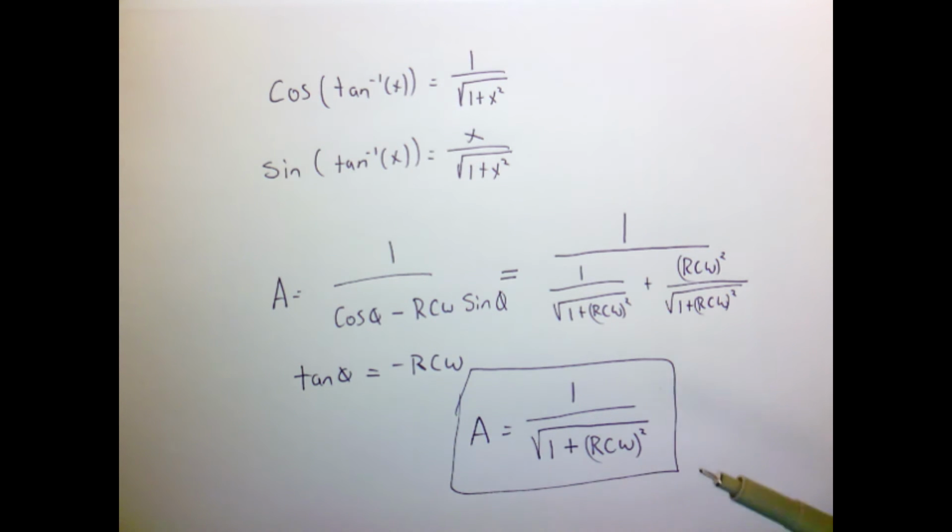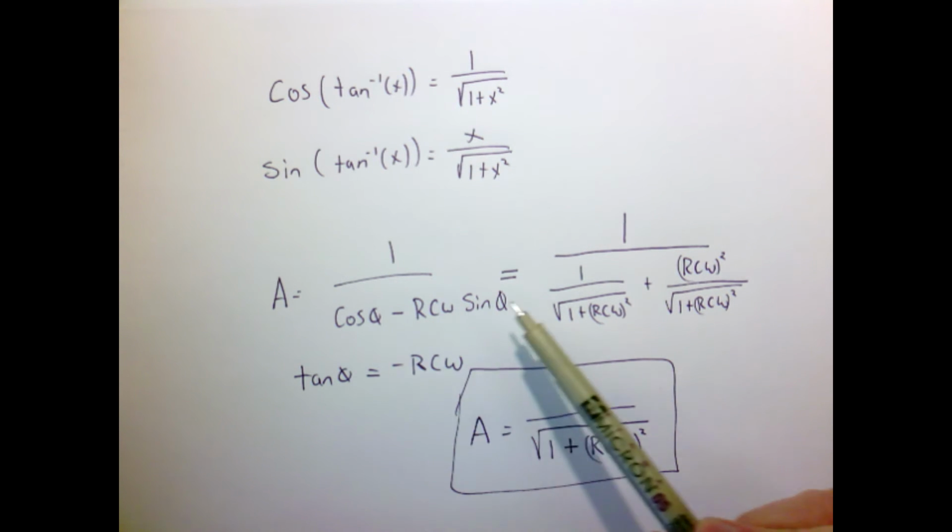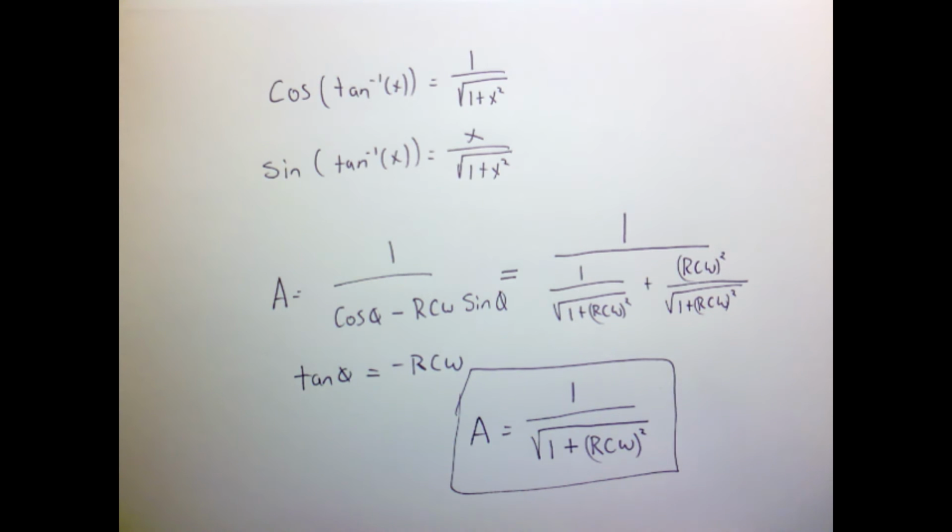We can plot it very easily as a function of frequency, but it's not very easy for us to see the behavior. But here it's a little bit easier. Now we can see our limits quite nicely. As RC omega goes to a small number, so the frequency is low, our amplitude of the output relative to the input goes to 1. And as this goes to a big number, then this thing dominates over 1, so we can ignore the 1, the square and the square root cancel. And in the high frequency limit, we have our amplitude going as 1 over RC omega.